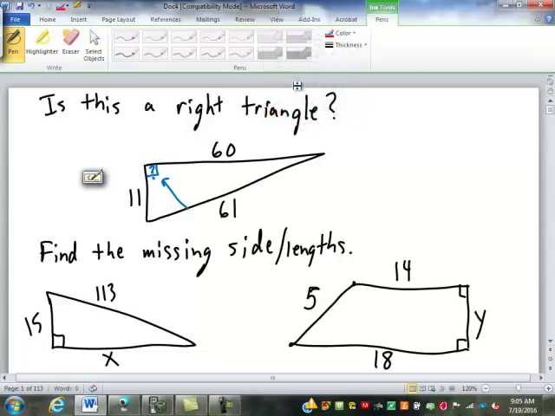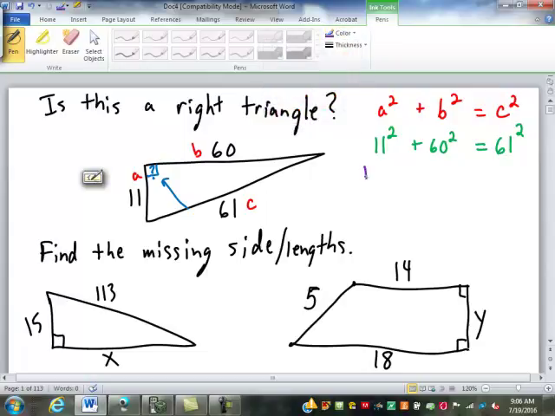So that would mean what side would be side C? I'm going a little bit backwards here. 61. So the 11 and 60, it doesn't matter which is A and which is B. I'm just going to fill them in. And my formula, A squared plus B squared equals C squared. I can just fill in numbers. A is 11, so it'll be 11 squared. B is 60, so it'll be 60 squared. And C is 61, so that's 61 squared.